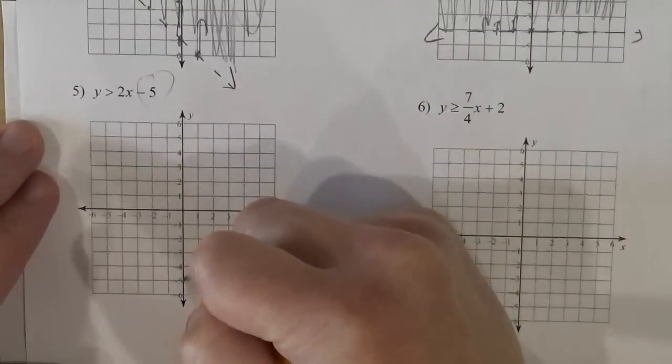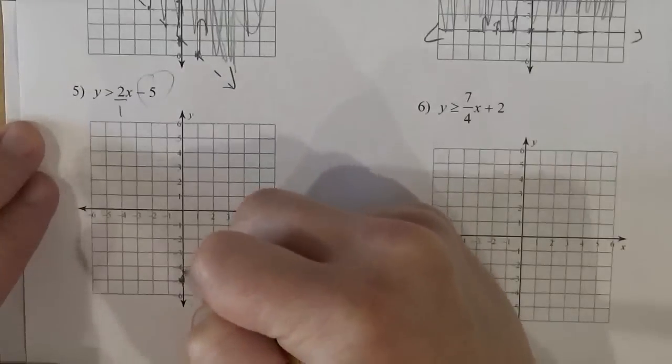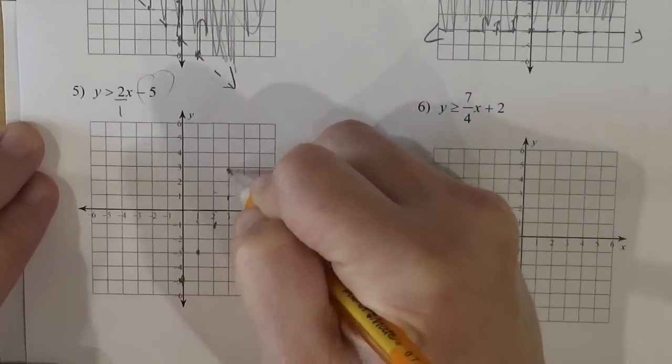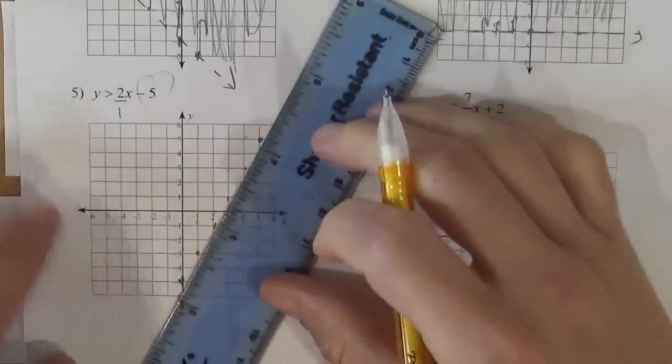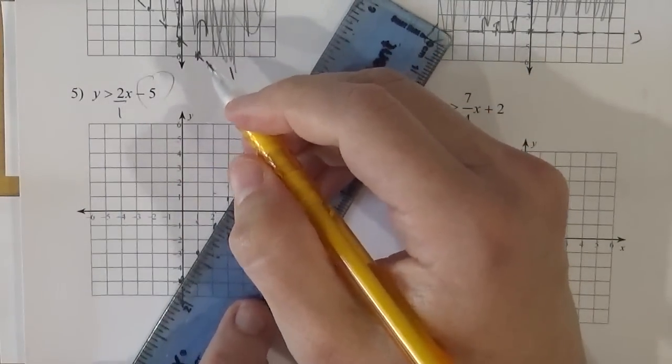Y-intercept of negative 5, slope of 2. So that's 2 over 1. So I'm going to go up 2 and over 1. I could keep going if I want, just to make sure my line ends up straight. Again, can't actually equal it, so I'll make it nice and dotted.